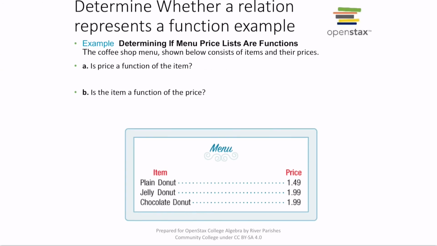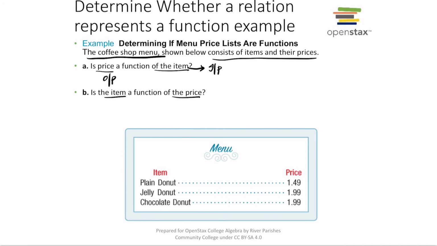Let's try an example. They're asking us to determine whether the relation that is given is a function or not. There is a coffee shop. The coffee shop menu shown below consists of items and prices. The first question is: is price a function of item? And the second question is: is item a function of price? Whenever you say function of, the item here represents the input, and the price represents the output.